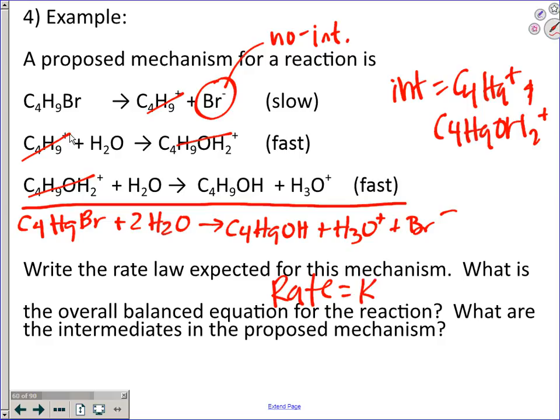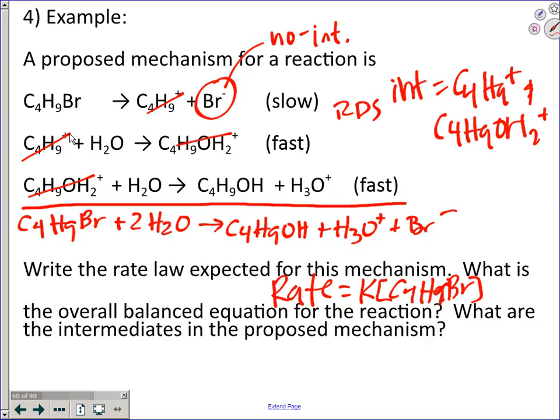Rate is equal to k times concentration, okay, [Br]. Make sure you put your brackets to show concentration, so you're using this as your rate determining step. And then, yeah, we're good here, right? Yeah, question?